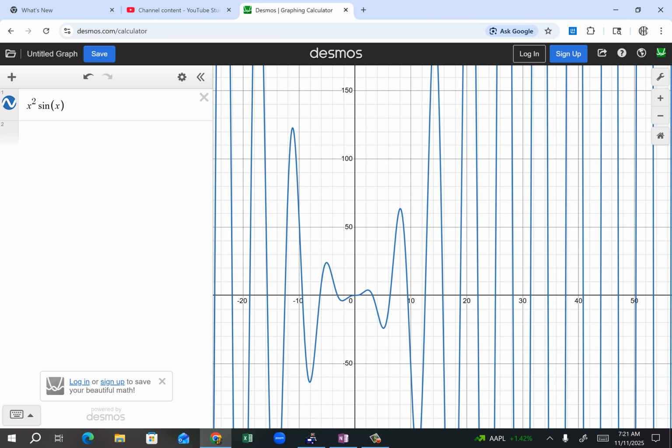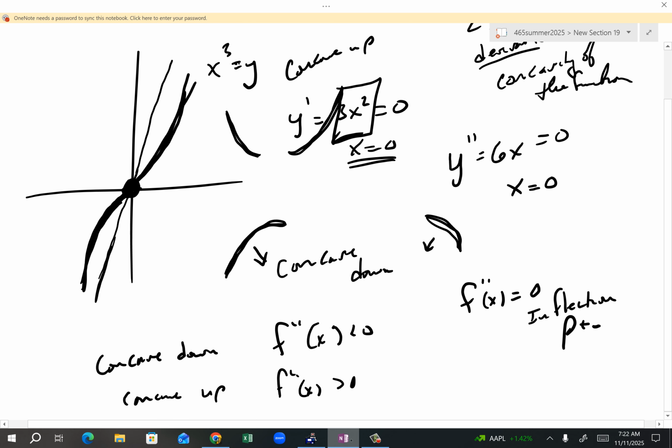From 0 to 10, there's 1, 2, 3 maximums and minimums, yes? So let's go ahead and do those ones just between 0 and 10 because I feel like it. So x squared sine x on the interval 0, 10. That's hot. Let's find max and mins, often referred to as local maxes or quote-unquote relative maxes and mins.